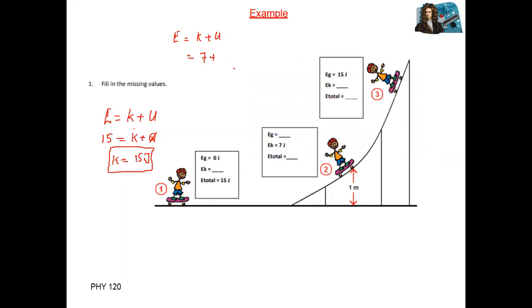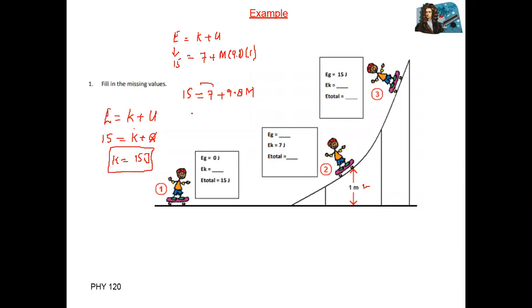mgh. This one is also given. So mgh is actually 9.8 multiplied by 1. So if you write here total energy of the system equal to 15 joule, 15 equal to 7 plus 9.8 multiplied by m.